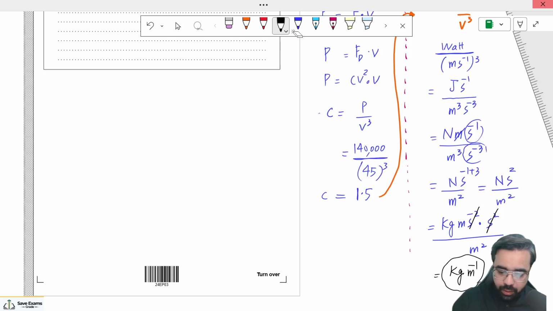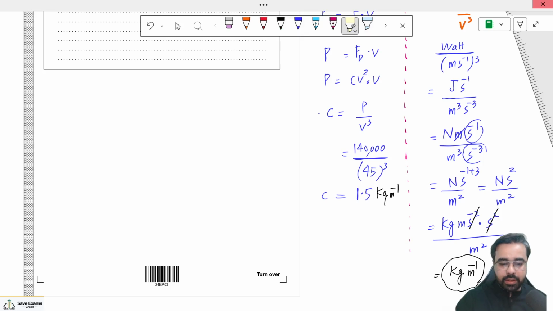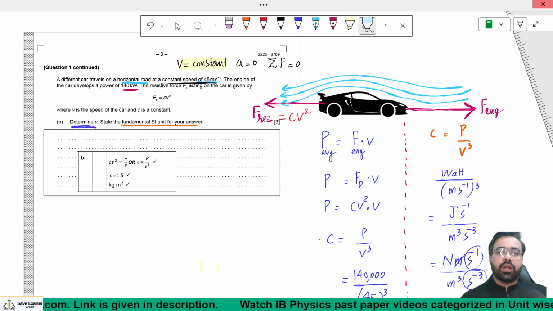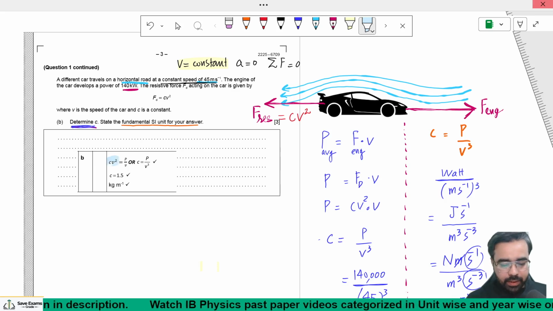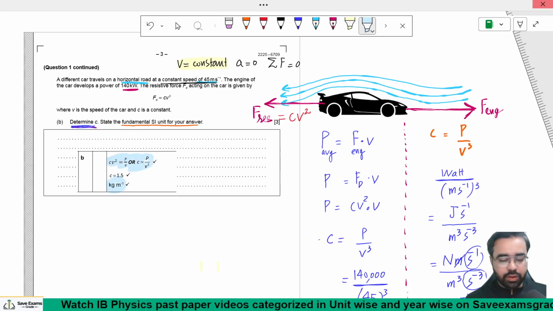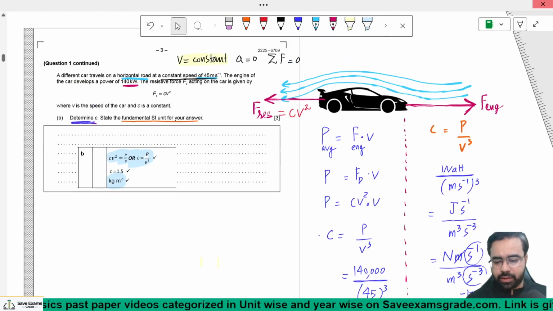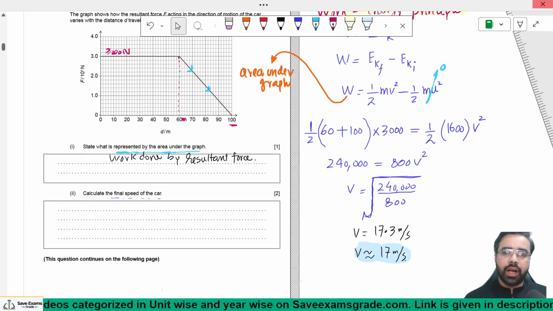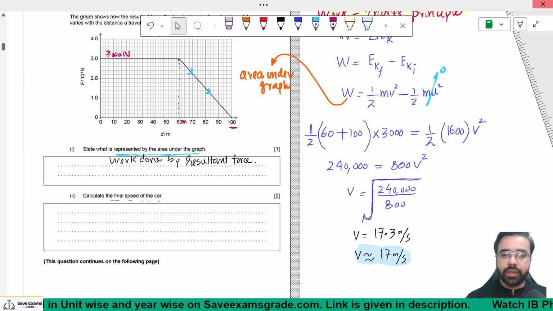So now we should write here kilogram meter to the power -1. This is the complete answer for this coefficient C. So this is the mark scheme that explains this, and this is the unit. I think we have understood this very well. I hope you understand, and see you in the next question.